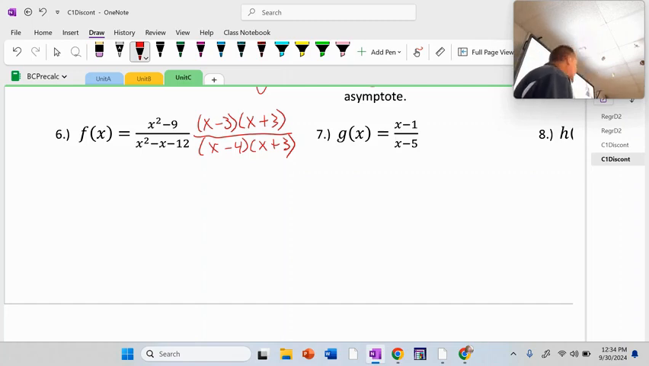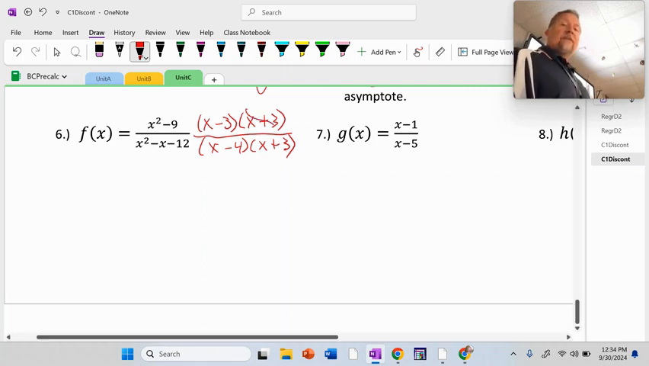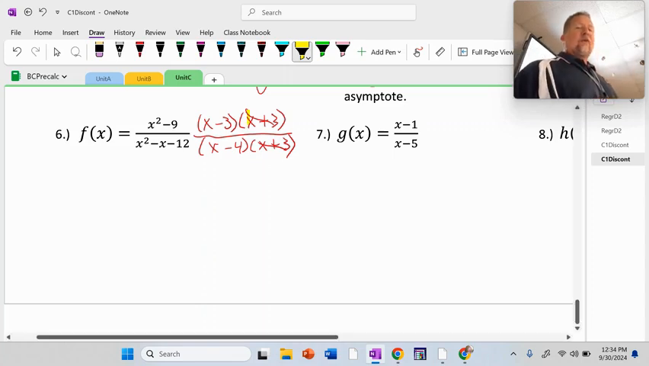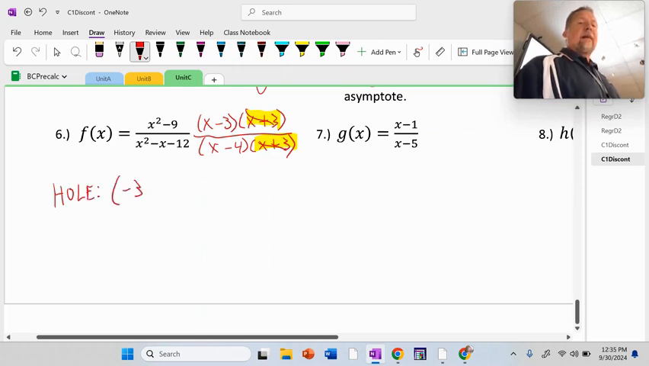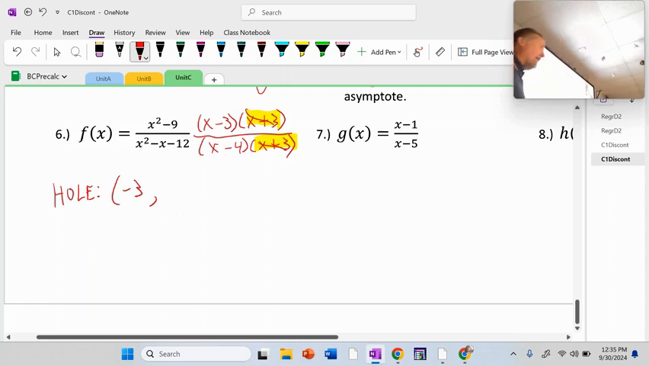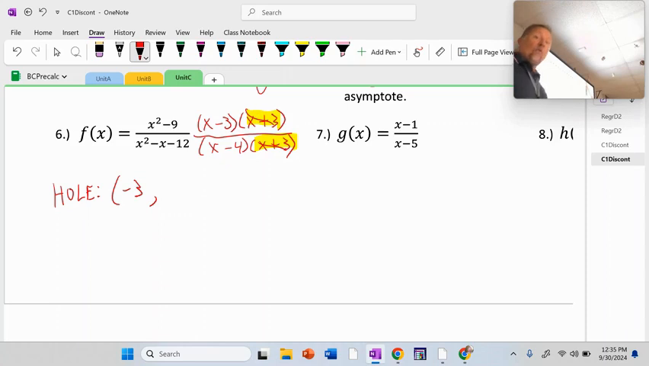Okay, does something cancel? Yes, it does. The x plus 3's. So where's the hole located? Negative 3. So the hole is located at negative 3, comma. It's the zero of that factor that cancels. But then negative 3, comma what?